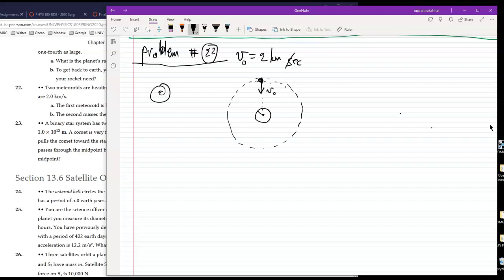So I can go back to the table. I write it down here. What is the distance between the Earth and the Moon? It turned out to be, if you look up the table, I have it in my note here, 3.84 times 10 to the power of 8 meters. Okay? This is a number that you need to know. You need to look up.